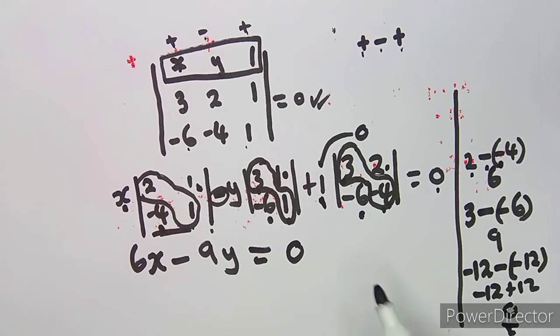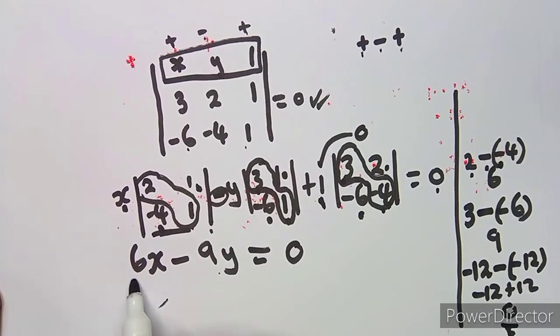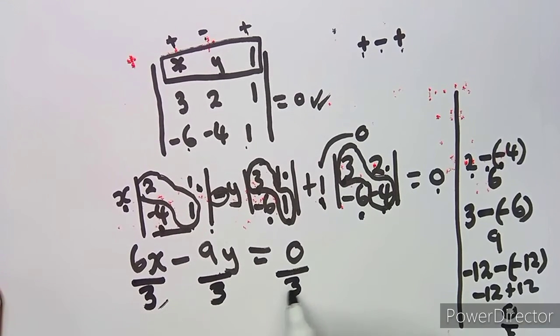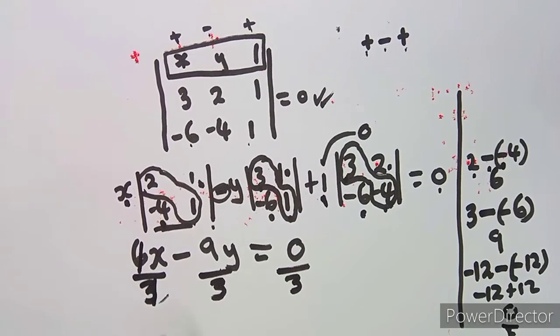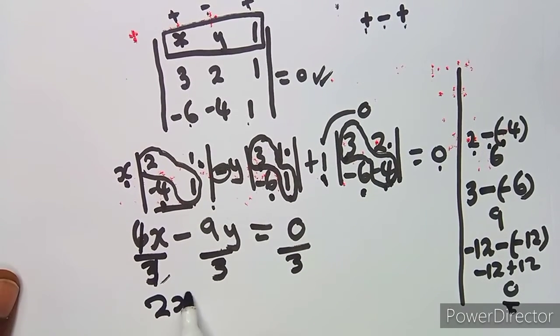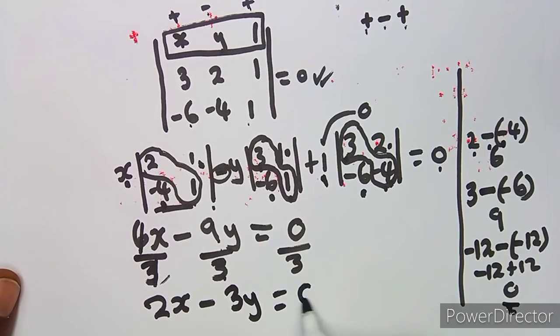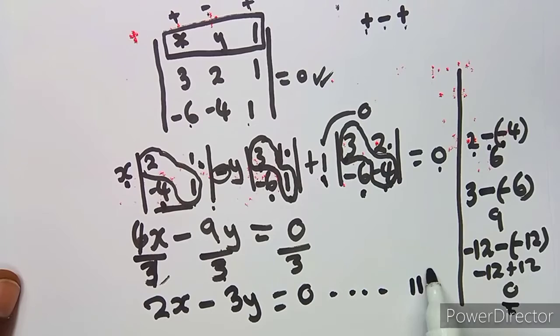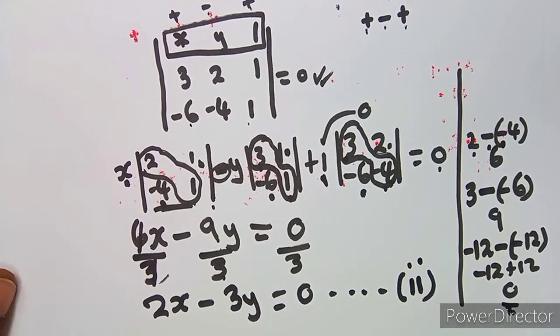So as you can see, we now have another equation in terms of x and y. So we can reduce just like the previous part. I can choose to reduce this one by 3, by 3, by 3. So if you reduce this, you're going to have 2x minus 3y, which is equal to 0 like that. So we can say we now have the second equation.